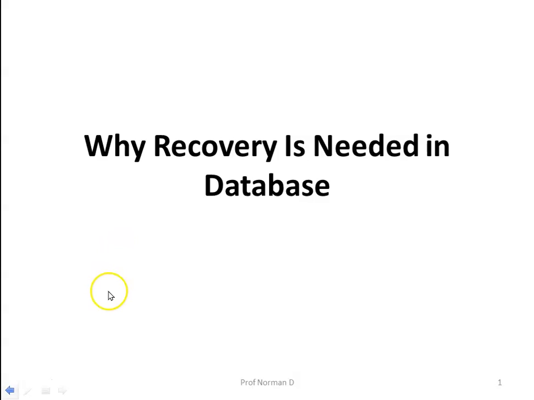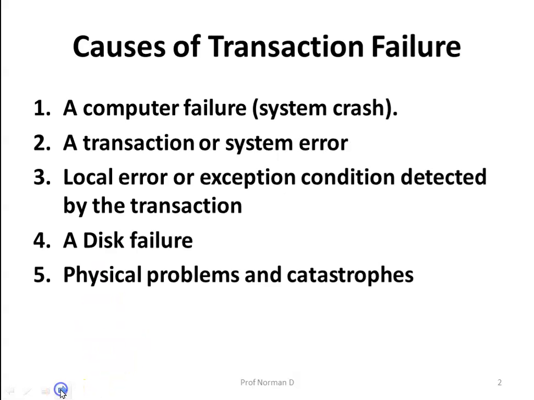Now we will see what are the causes of transaction failure. A transaction failure can occur because of a system crash or a system error or a local error or disk failure or physical problems and catastrophes. Now what is this computer failure or a system crash? A hardware, software or network error occurs in the computer system during the transaction execution. Hardware crashes are usually media failures, for example, failure of main memory.